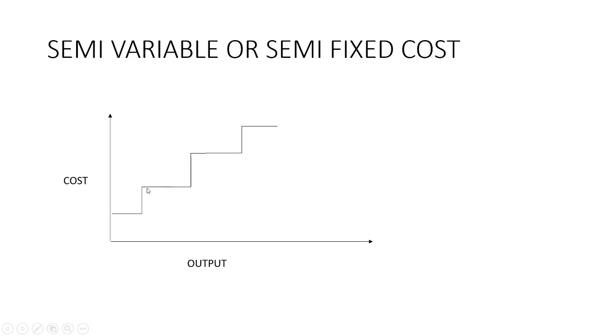Then if the workers are up to 20 workers, we require only 2 supervisors, the cost is 20,000. If the number of workers increases, and if we have 25 workers, 3 supervisors are required, so the supervisory cost is 30,000. So as the production increases, the cost increases, but not proportionately. So that is the semi-variable or semi-fixed cost.